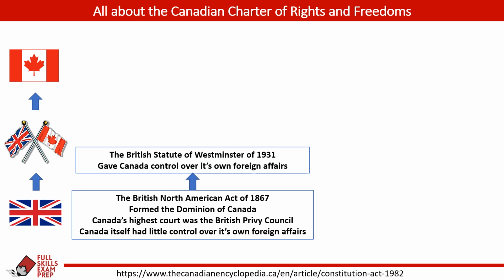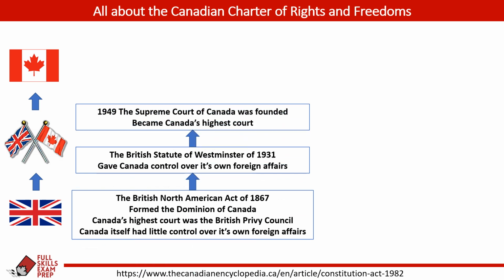As we transition on, Canada got some more control over its foreign affairs through the British Statute of Westminster of 1931. And finally, Canada got its own Supreme Court. I'm sure that you know the role of Canada's Supreme Court in interpreting laws and standardizing the interpretations of laws. It's a very important deal and certainly leads to a lot of autonomy.